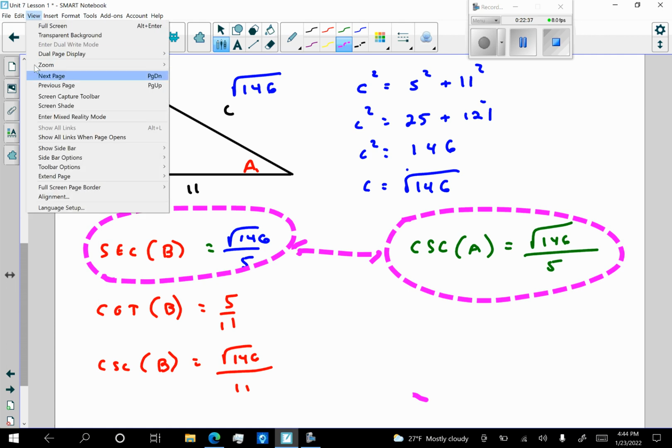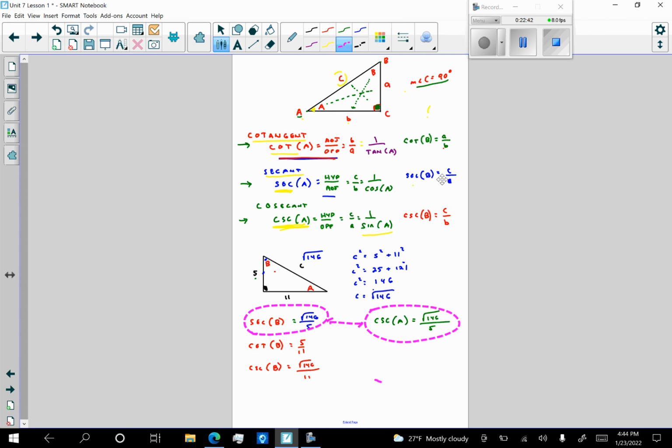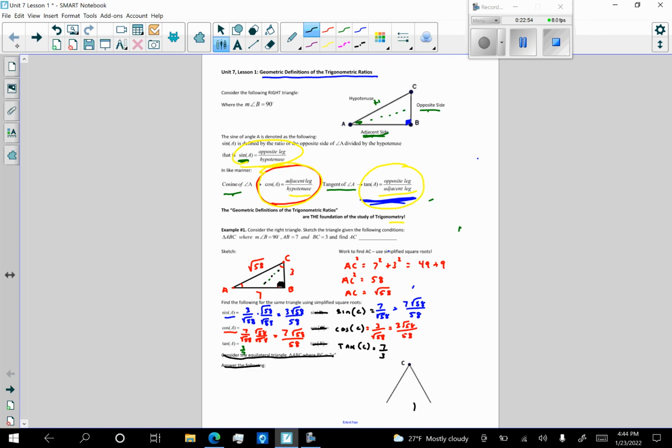So let me zoom out here a minute, and we'll zoom out to the entire page. So I've got the definitions of cotangent, secant, and cosecant. Pause the video and zoom in on that. What else did we talk about today? The formal definition of sine, cosine, and tangent.